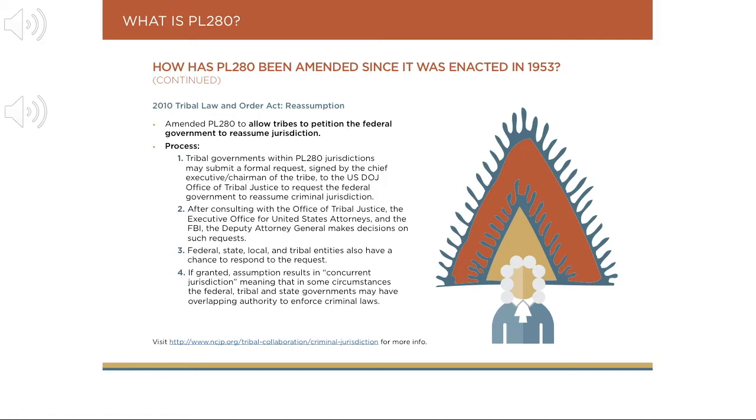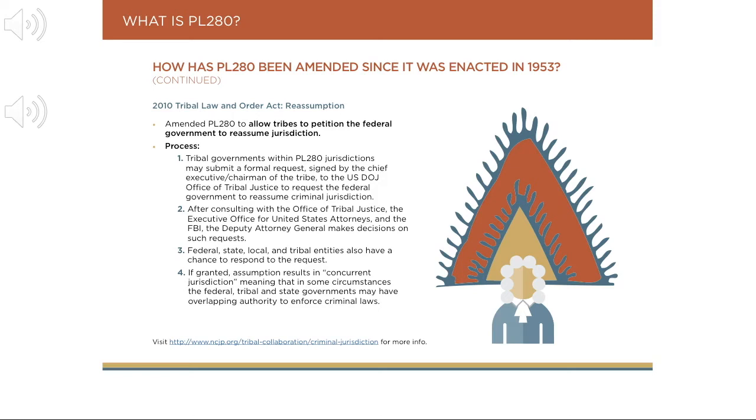The second important way that PL280 has been amended since it was enacted in 1953 is through the Tribal Law and Order Act of 2010, which allows tribes to petition the federal government to reassume jurisdiction. This may sound similar to retrocession, which we just discussed, but in retrocession, the tribe and the state opt to end the state's PL280 jurisdiction overall, whereas reassumption by the federal government results in concurrent jurisdiction, which we'll get to in a second.